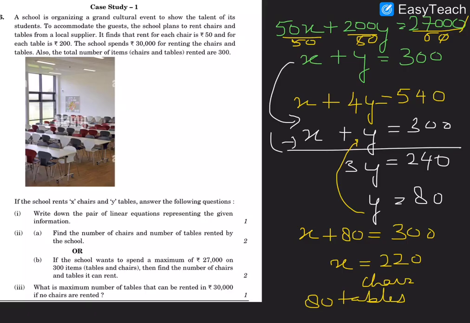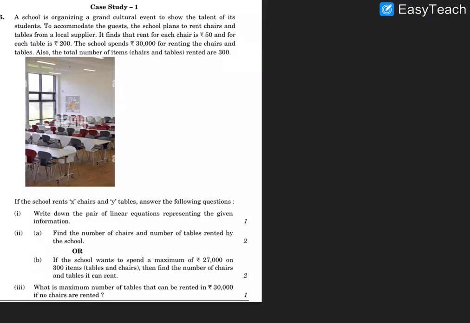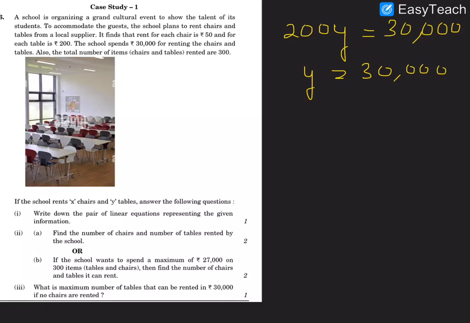The last part of this question: what is the maximum number of tables that can be rented in 30,000? Now there are only tables which are going to be rented, no chair is rented. So the cost of each table is 200 and 30,000, all the amount is used for renting the tables themselves. So y equals 30,000 divided by 200, the zeros cancel, so 150. So the number of tables which can be rented in 30,000 is 150.